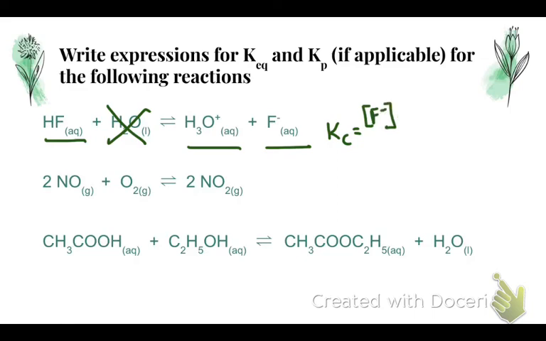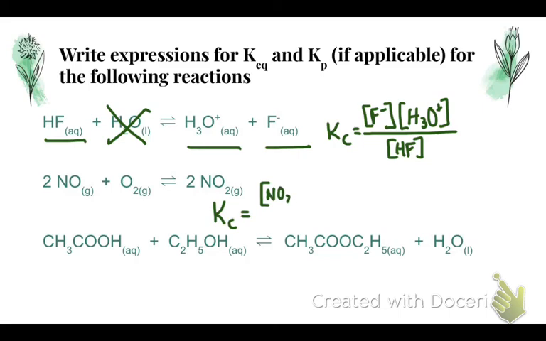of F minus and the concentration of H3O plus, both to the first power because there's no coefficient, or the coefficient is 1, over HF because the coefficient is 1 there as well. And again, no Kp. For the next one, you can see I could do both for this one because everything is gas. So if I was given concentrations, I would be solving for Kc. So Kc is for concentrations, and I would be writing the brackets.